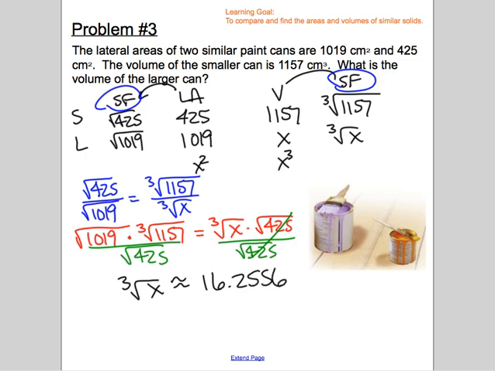Now in order to find the volume of the larger can, I just need to cube this. So the value of x, the original volume of the can, is somewhere in the neighborhood of 4,295 cubic centimeters. As you can see, this ends up being a lot of calculator work. You have to be very careful with order of operations, and with the cube roots and square roots on the calculator.